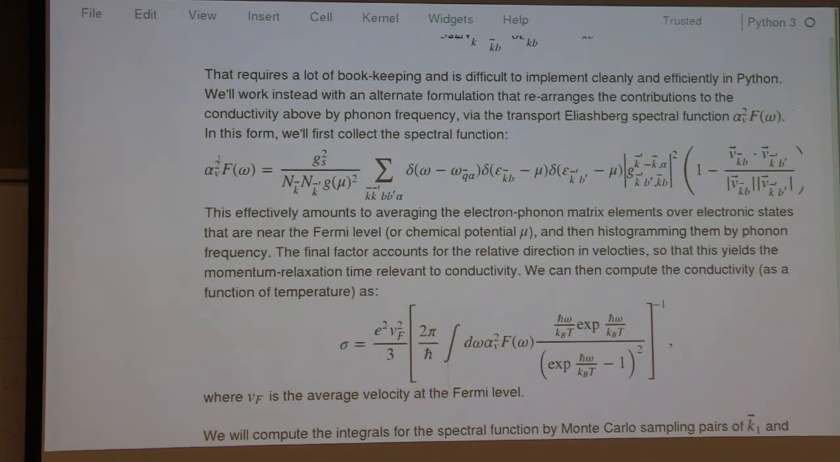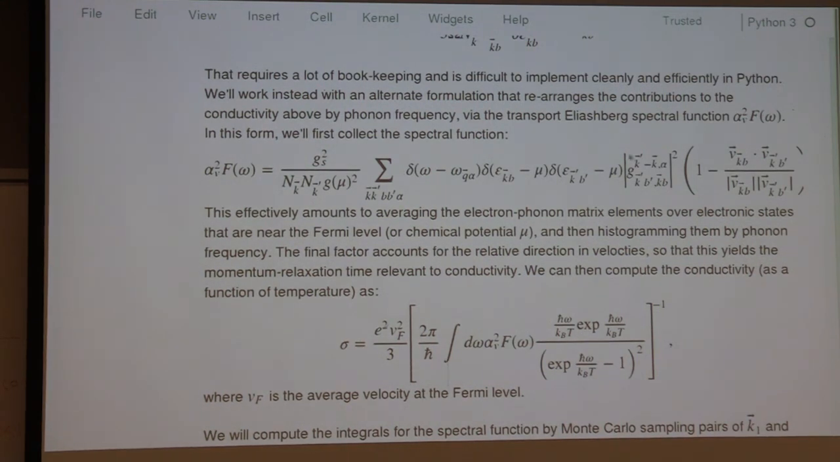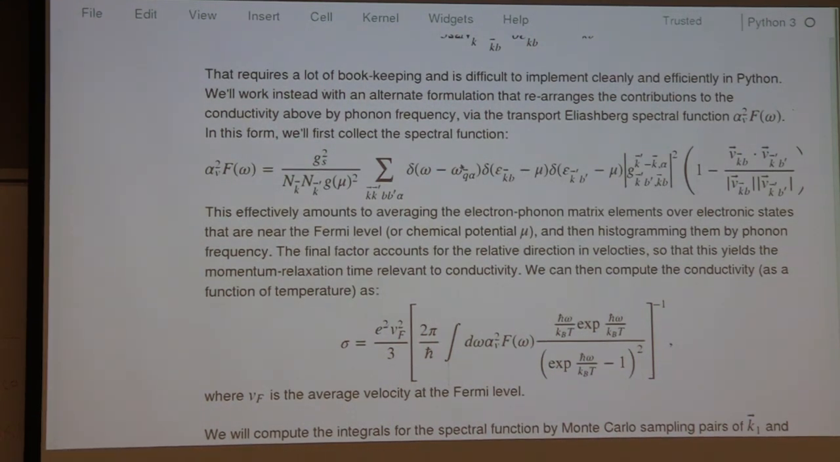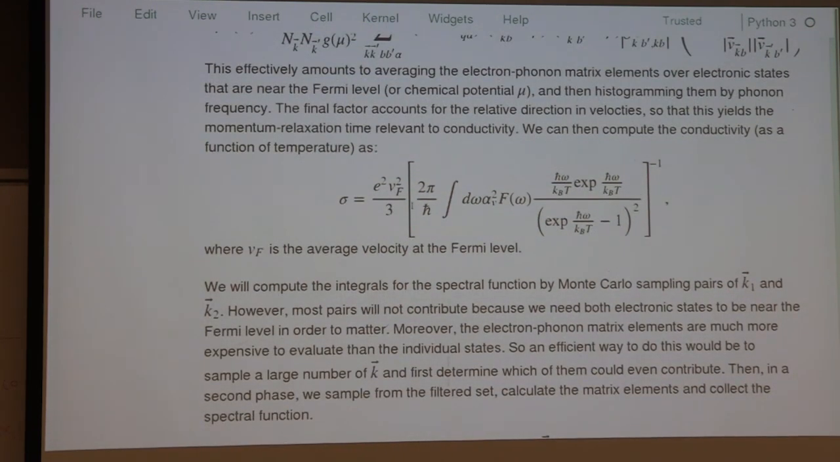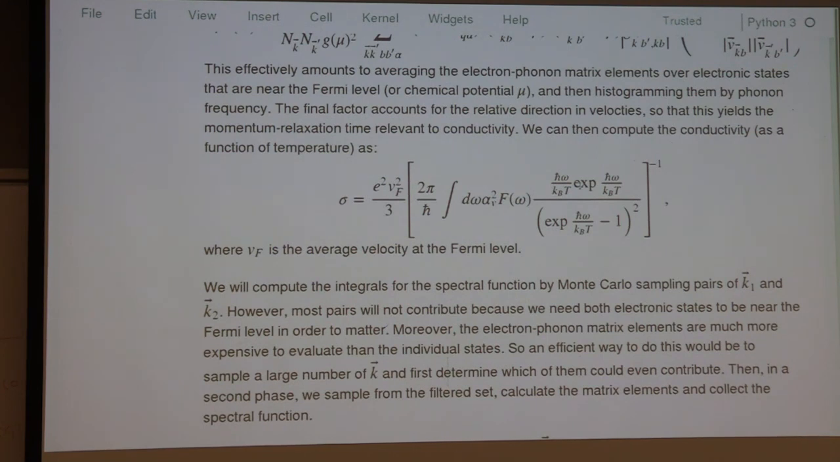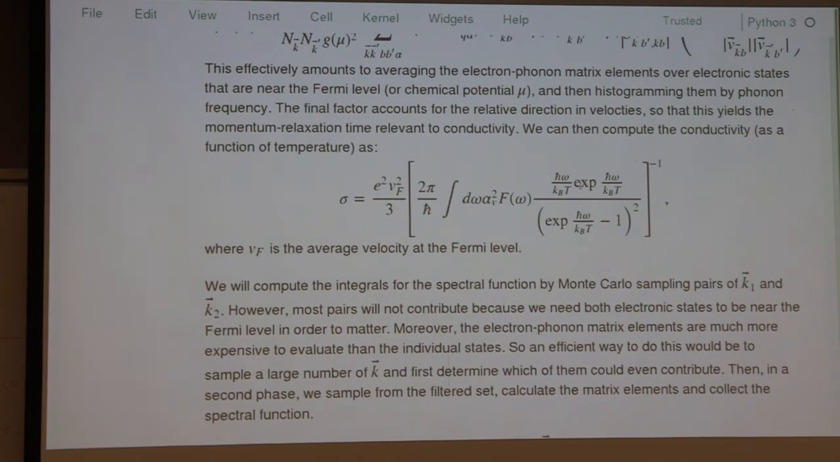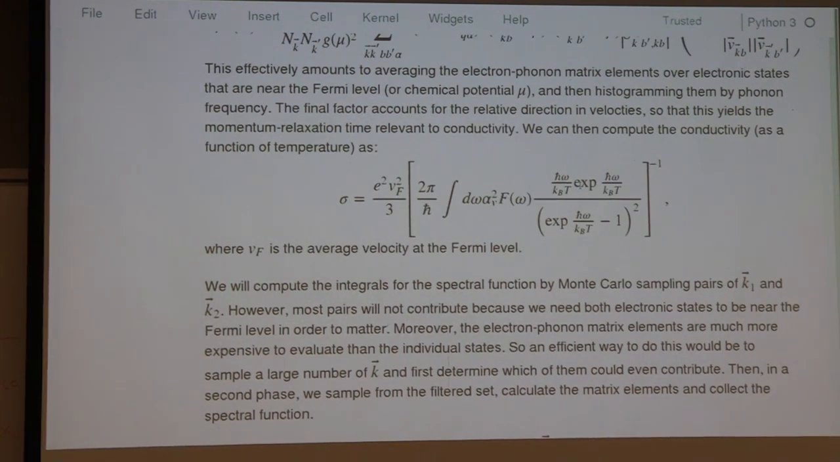But what the code does is it first collects this Eliashberg spectral function, which is one particular combination of these matrix elements and the energy conservations that you have. And then you can compute the conductivity at all different temperatures by doing an integral over that spectral function and the phonon occupation factors. So you can run through the code that's present in the completed notebook, and what it will show is you can actually predict the resistivity of aluminum also to quite a good accuracy compared to experiment, including its temperature dependence once you do all of this.